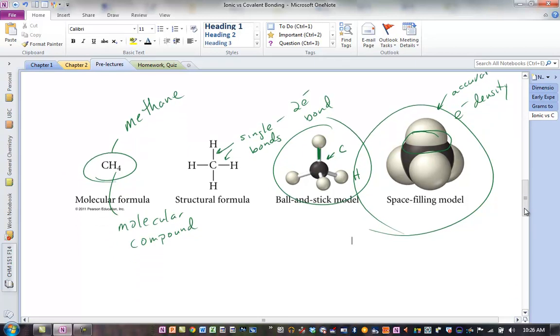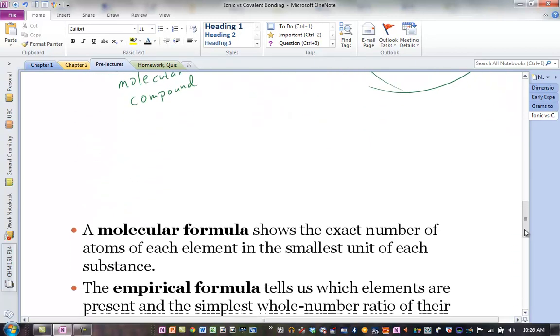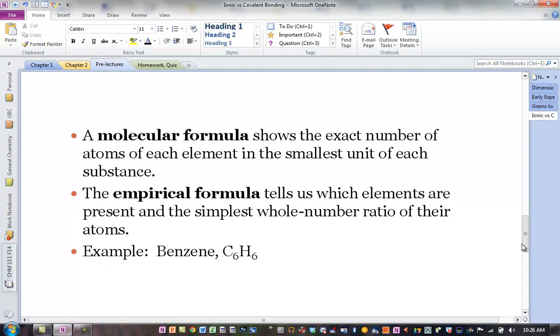Let's talk a little bit more about different types of formulas. And if we have time, I think it's at 16 minutes. I'm going to try to keep this to 25. We might actually calculate a formula. So the molecular formula is the true formula of the compound. So for methane, this is its molecular formula. That's how it exists. That molecule has 1 carbon and 4 hydrogen atoms that make up that molecule. Okay? It is the true formula of the substance.